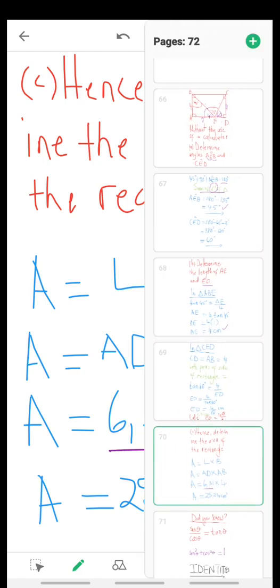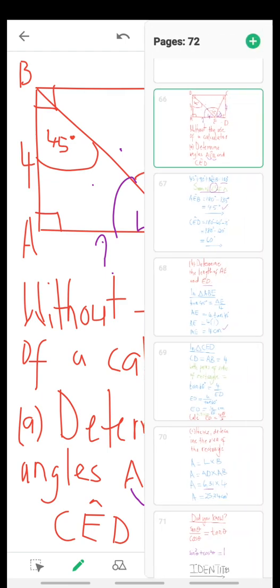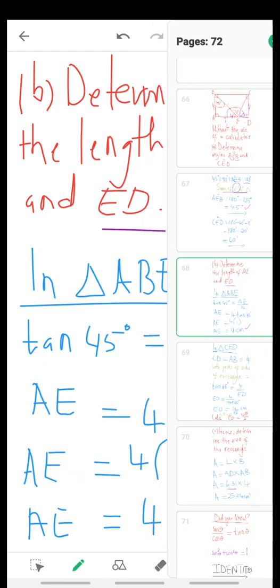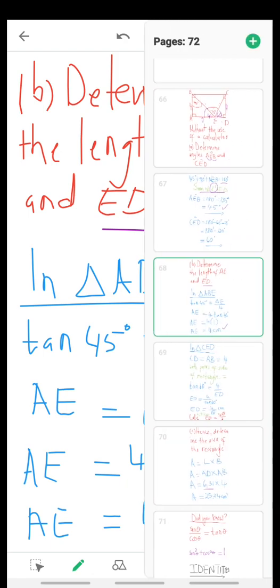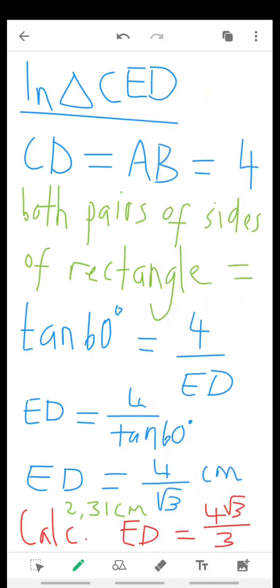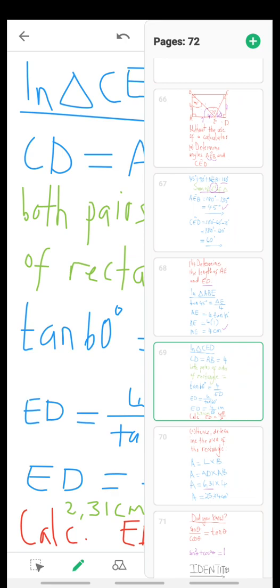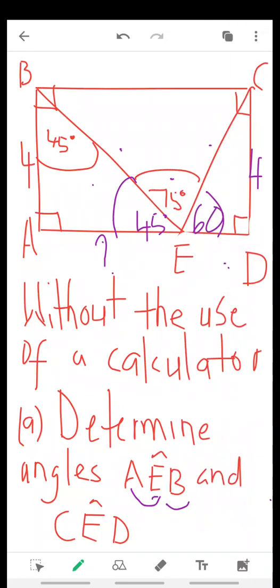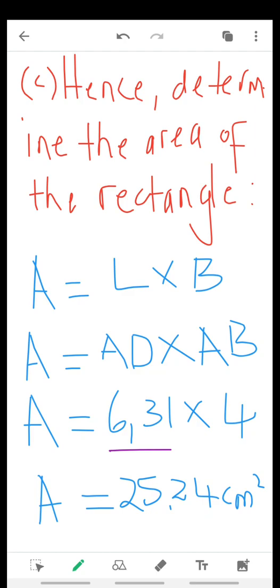Let us check. Okay. AD from the diagram, remember what was AE? It was our AE, we found it to be 4 centimeters. That is AE. Then our ED, we found it to be 2,31 centimeters. But AE plus ED, they give us what? They give us the length of AD. Therefore, that's where the 6,31 comes from, which is the length of AD.